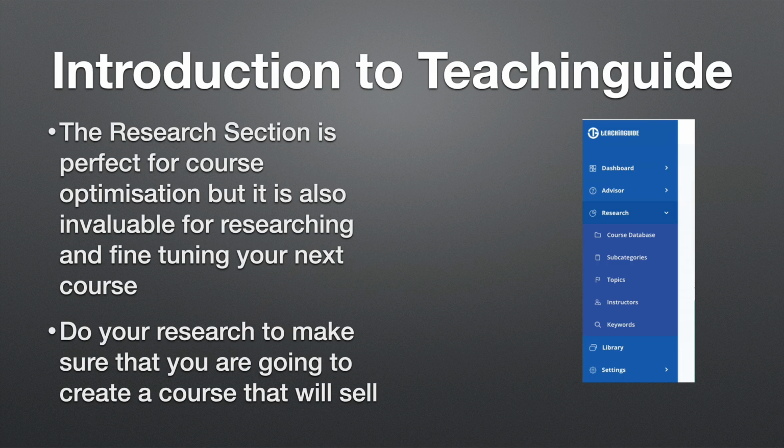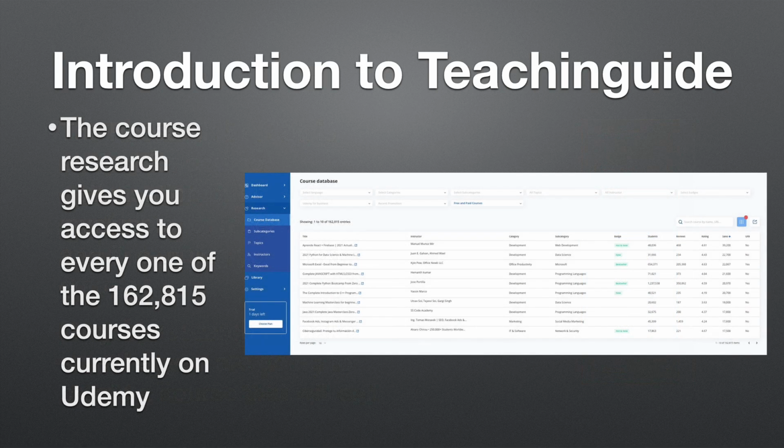Of course, you can use Udemy Insights, and I would recommend you do that as well, but this gives you a completely different cut on the data in Udemy, and I think makes much more intuitive use of the information, makes it much easier to understand what it's trying to tell you, as you're about to find out. So the course research allows you to search every one of the 162,815 courses currently on Udemy.